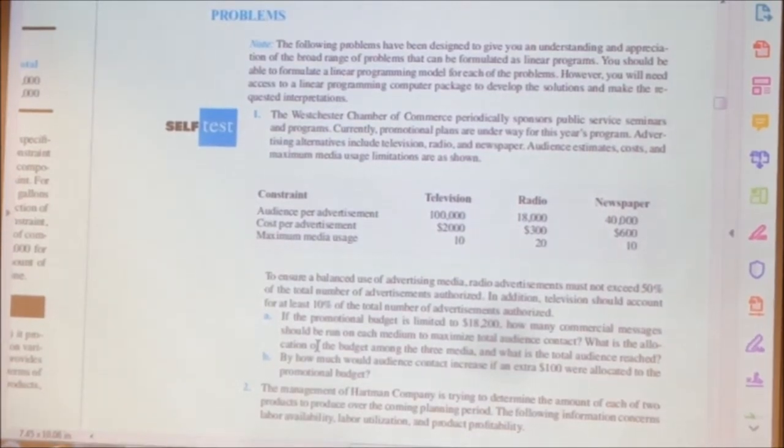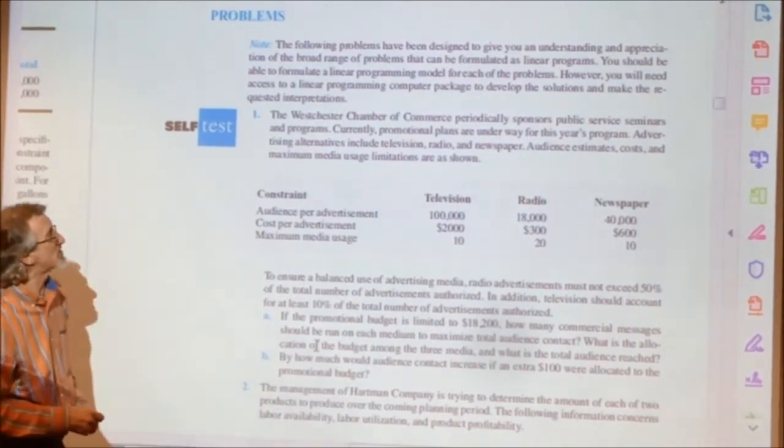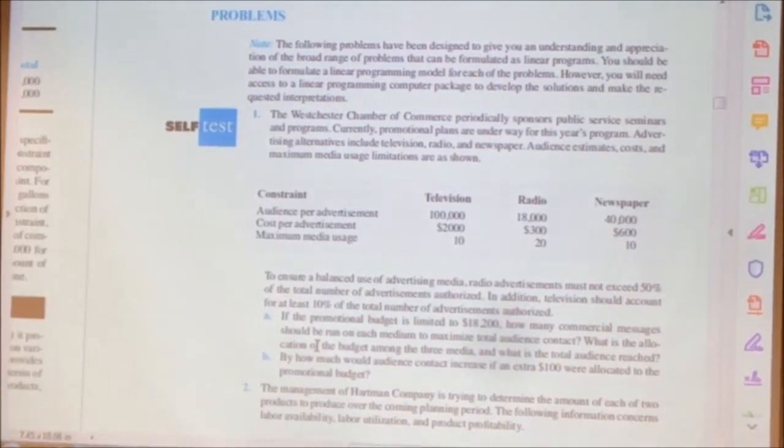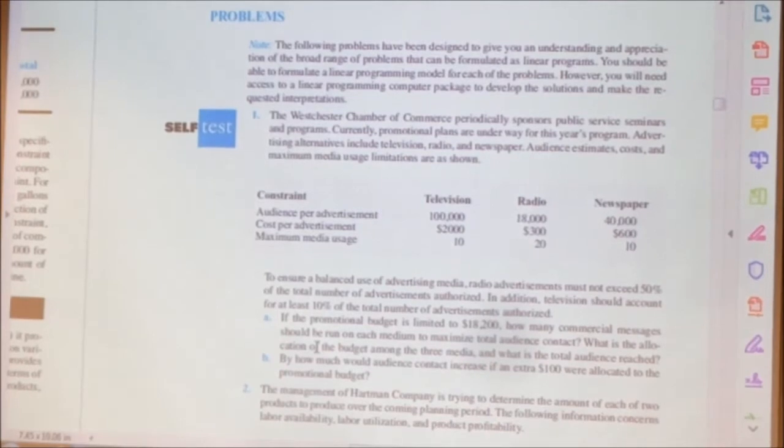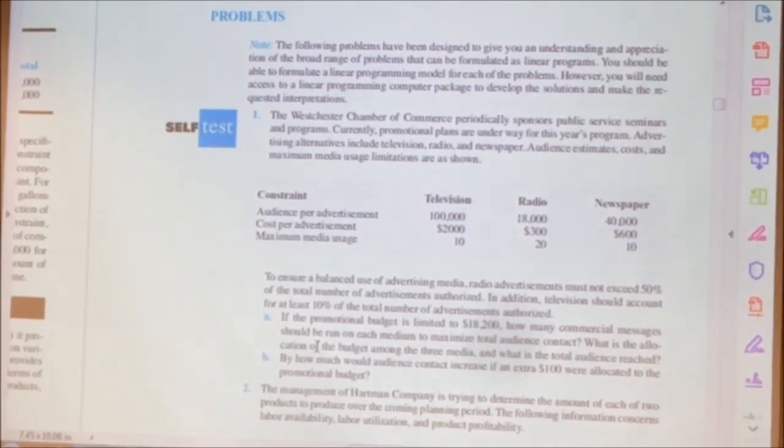Here we go. This is marketing again, media, same thing, but just a little differently. Westchester Chamber periodically sponsors public service seminars and programs. Currently, promotional plans are underway for this year's program. Advertising alternatives include television, radio, newspaper. Think about what decisions have to be made. Let's see if there's multiple days involved. Audience estimates, cost, and maximum media usage.